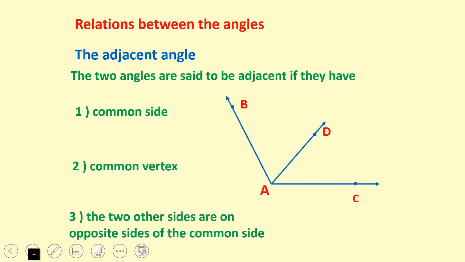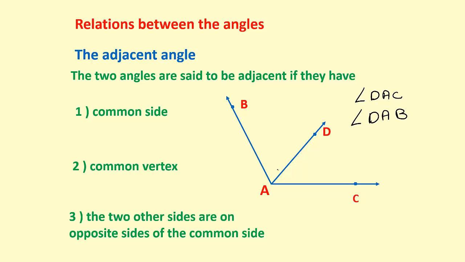Let's have a look here at this figure and illustrate the 3 conditions of adjacent angles. As you can see here, I have 2 angles formed. The first angle is angle DAC, and I have also angle DAB. Here are the 2 angles that I have. Are those 2 angles adjacent angles? Let's go through the 3 conditions and see. If they are all found, then they are adjacent angles.